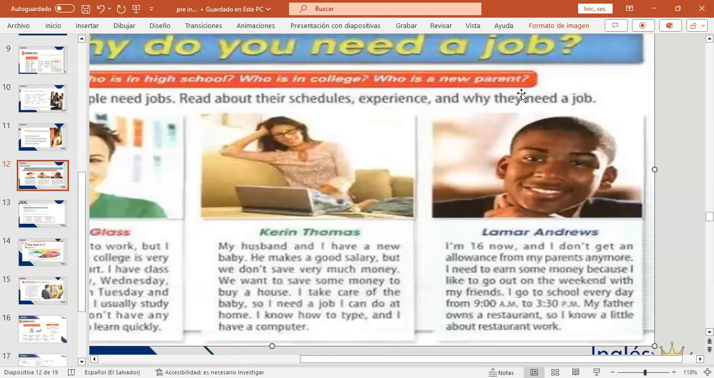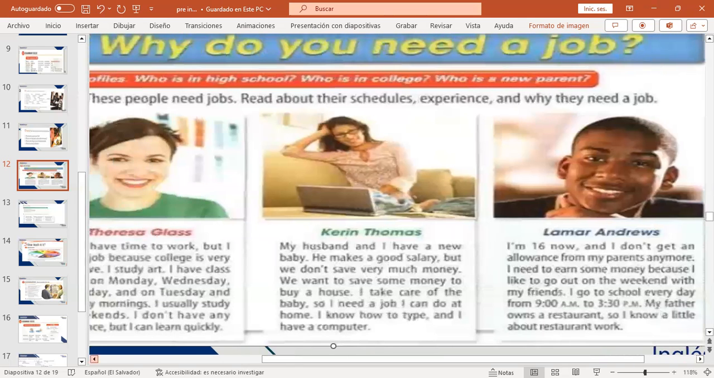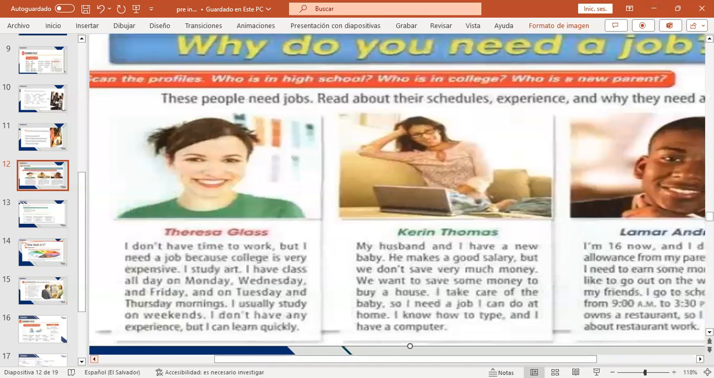All right, thank you. I'm gonna read them all again, so you can review your pronunciation. Teresa Glass. I don't have time to work, but I need a job because college is very expensive. I study art. I have a class all day on Monday, Wednesday, and Friday. And on Tuesday and Thursday mornings, I usually study on weekends. I don't have any experience, but I can learn quickly.